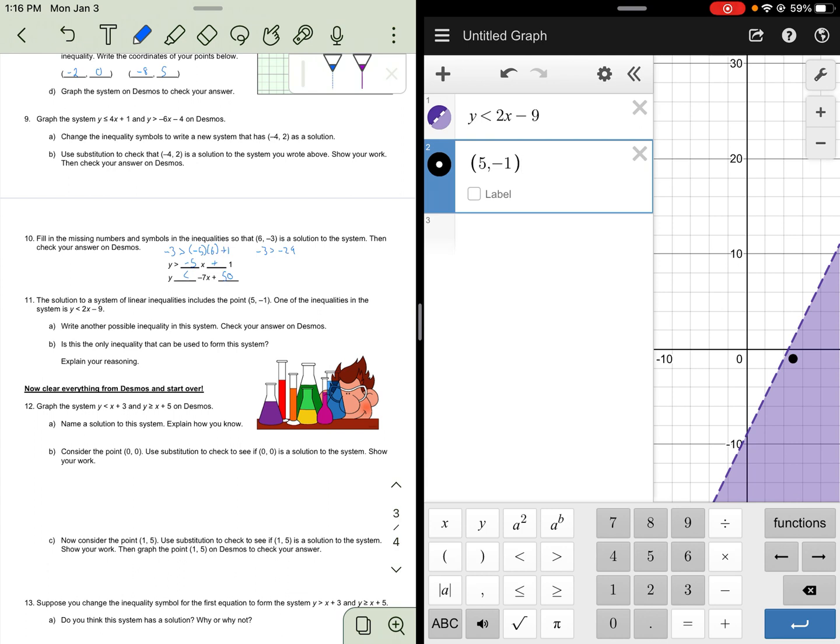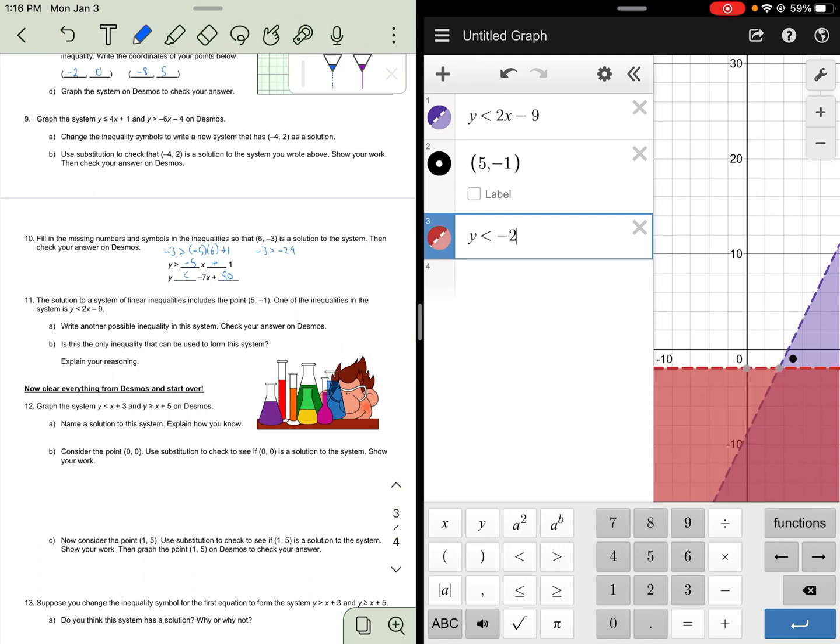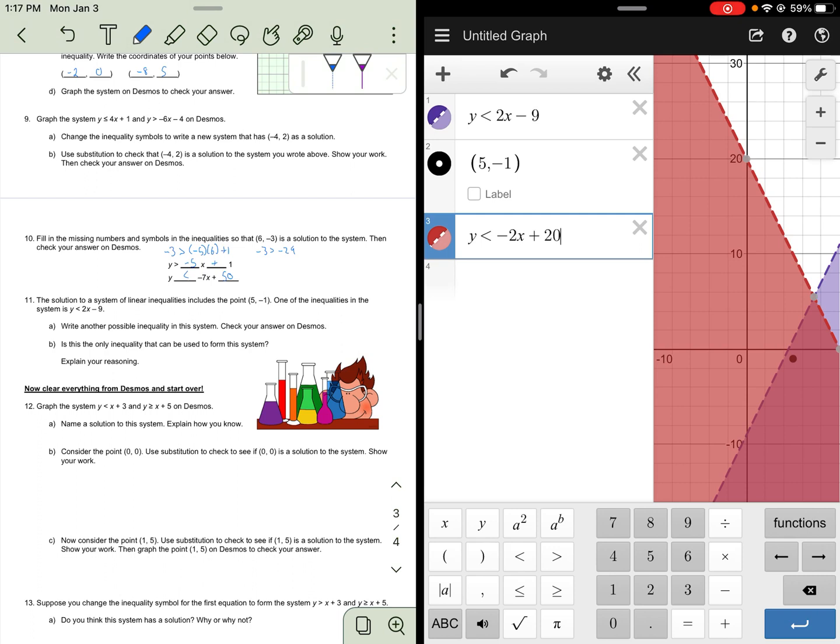So I'm going to make one that has a negative slope so that it goes downhill from left to right. And I'm going to make it less than that line also. Y is less than, let's say, negative 2x. And then if I just shift that up, I don't know how far, let's say plus 10. Oh, plus 10 looks like it works. Let's make it even more obvious, like plus 20. Now you can see for sure that the point 5, negative 1, which I just labeled there, is in the shaded region for both.